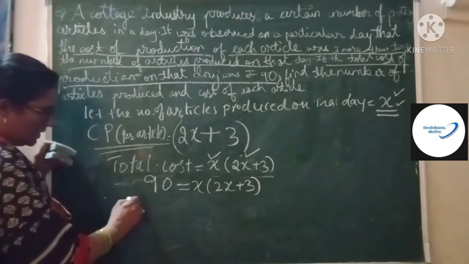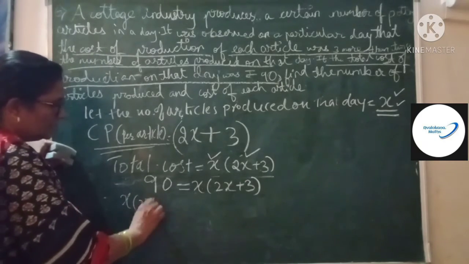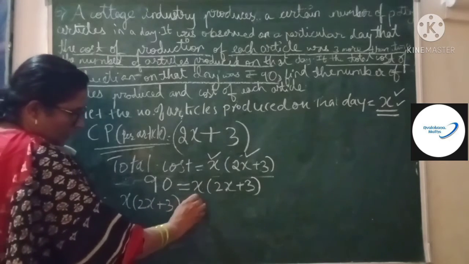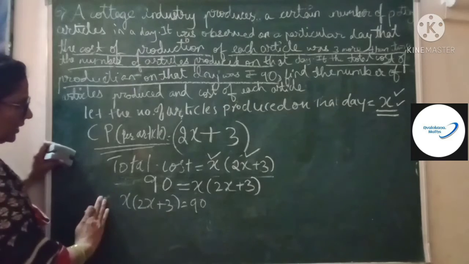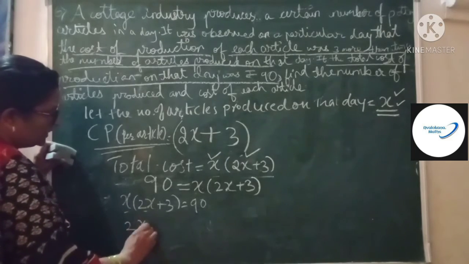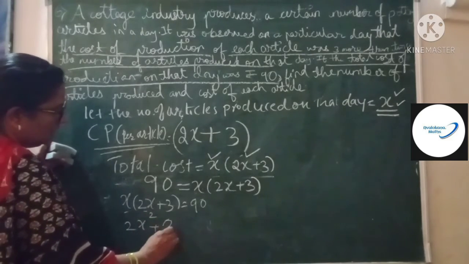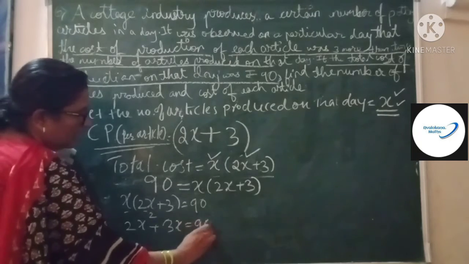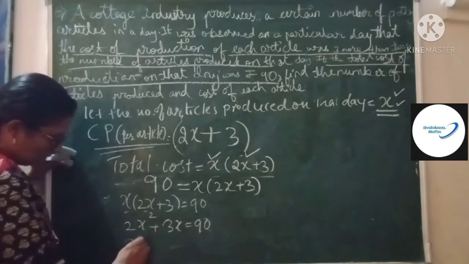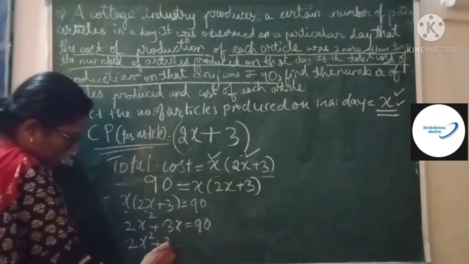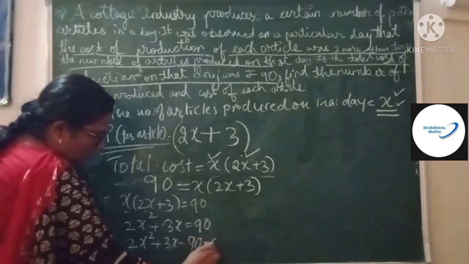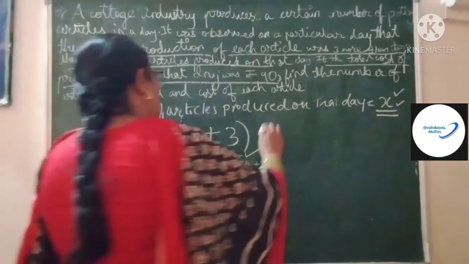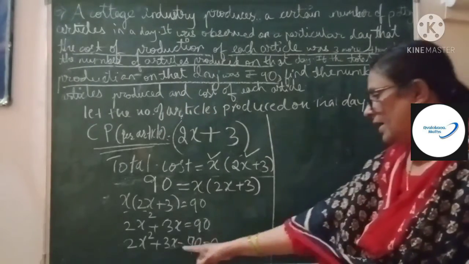Now, very simple. I will write it in the beginning only, so that it is easy to solve this way. Okay, then 2x into x is 2x square, plus 3x is equal to 90. Yes, this is 2x square plus 3x minus 90 equals 0. Okay, now what we'll do, we'll find the factors.